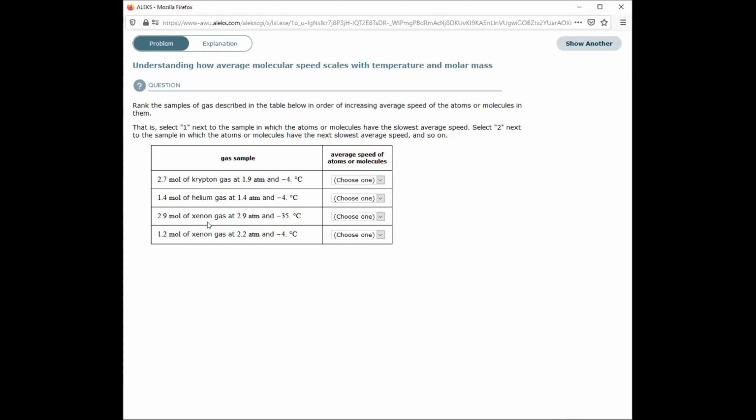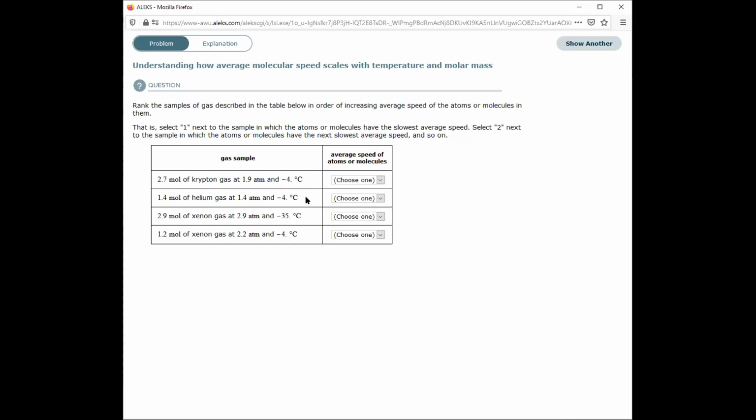So all the rest are the same temperature, so we can ignore temperature for now. Between these three, helium, krypton, and xenon, do you know off the top of your head which of those is the biggest, heaviest? Krypton, I think. Xenon. Xenon is the heaviest. And so is it going to be the fastest or the slowest out of those three? Slowest. So xenon at -35 is the real slowest. Then xenon at -4. And then between helium and krypton, which is heavier? Krypton. So it's going to be the next slowest, and then helium's going to be the fastest.